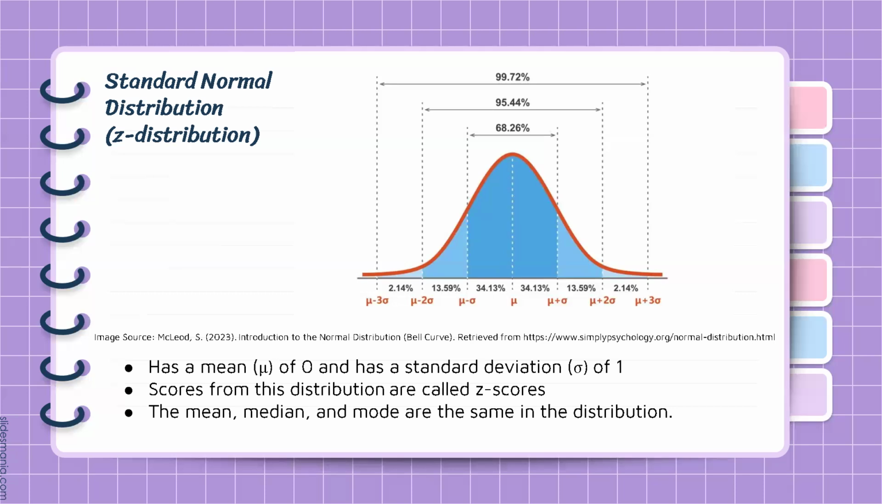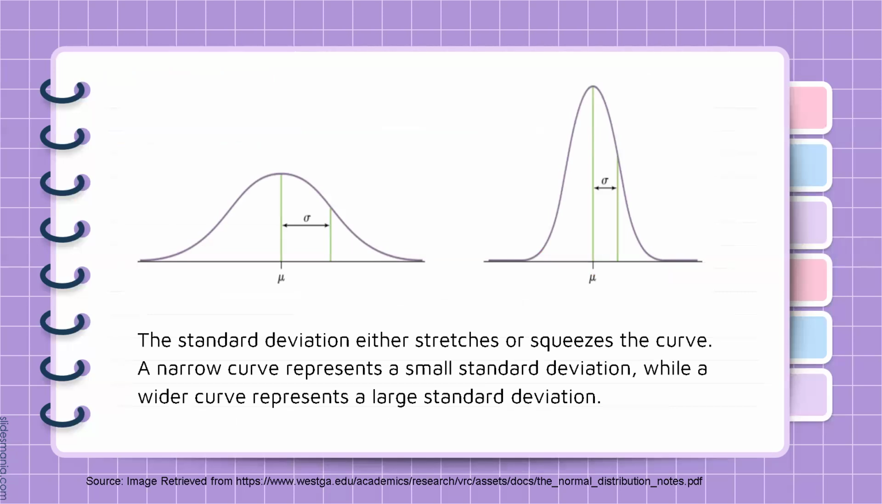The difference between a normal distribution and a standard normal distribution is that a normal distribution can take on any value as its mean and standard deviation. On the other hand, a standard normal distribution always has a fixed mean and standard deviation. The standard deviation either stretches or squeezes the curve. A narrow curve represents a small standard deviation, while a wider curve represents a large standard deviation.